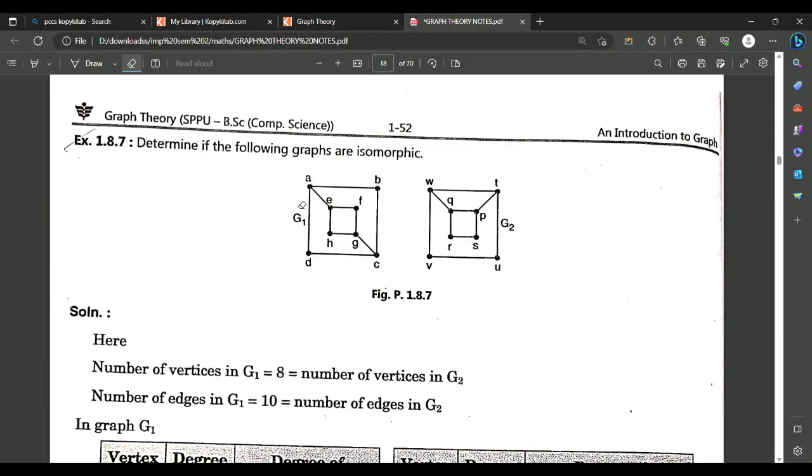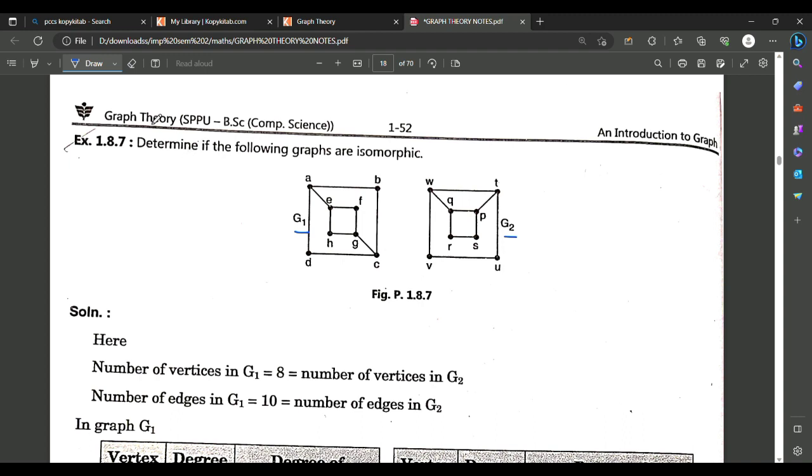Guys, now we are going to start a new topic, isomorphism of a graph. Here is an example on that topic. Determine if the following graphs are isomorphic or not. First, let us take this graph as G1 and this graph as G2.